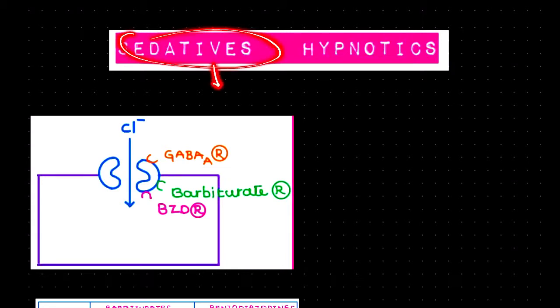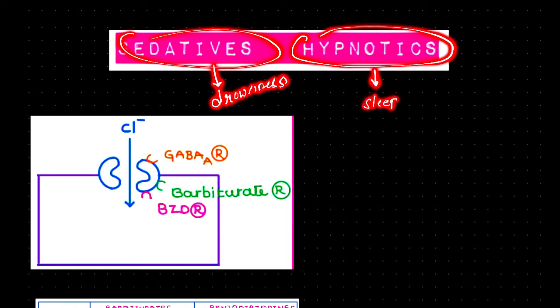Sedatives are the drugs that will induce drowsiness. And hypnotics are the drugs that will induce sleep. Now drowsiness is the condition just before sleep. We can say that it is a condition that will happen just after 30 minutes of lecture.